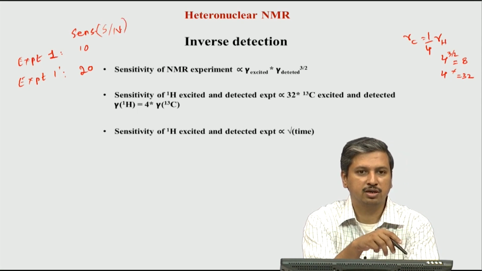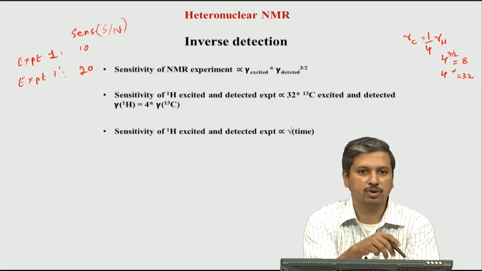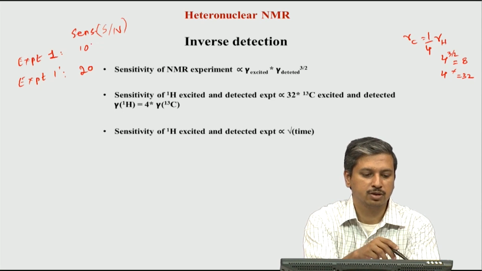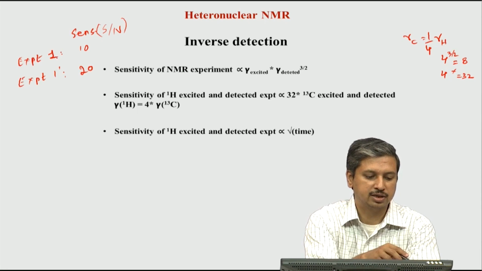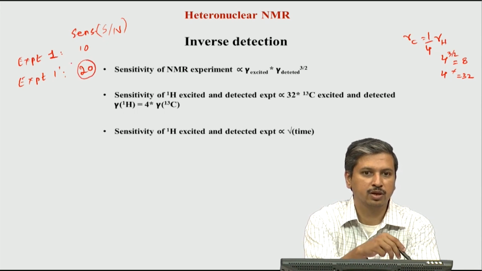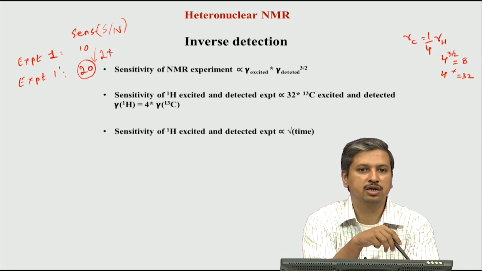We will quantify, there are different ways to quantify sensitivity. In this course, we will always use signal to noise as a measure of sensitivity. So, if let us say my spectrum number 1 or experiment number 1 has a sensitivity of 10, that is the signal to noise is 10, and I want to improve the sensitivity and get a signal to noise of 20. So, how do I do that? That means I need a factor of 2, 2 times I have to increase the sensitivity.